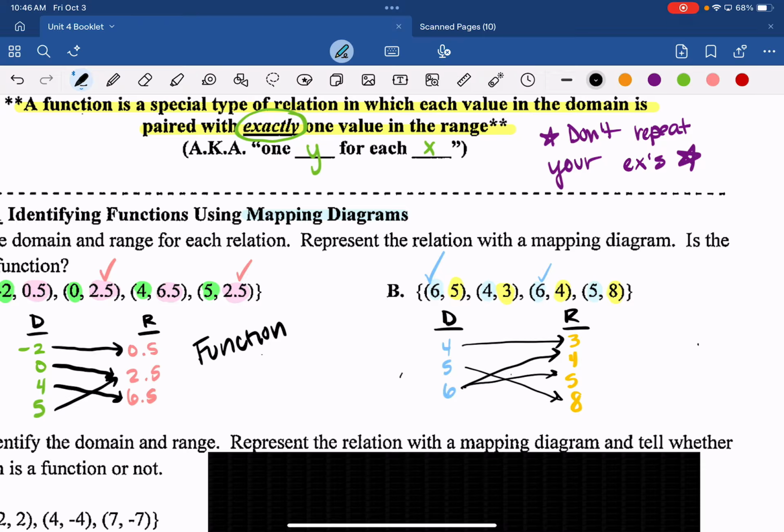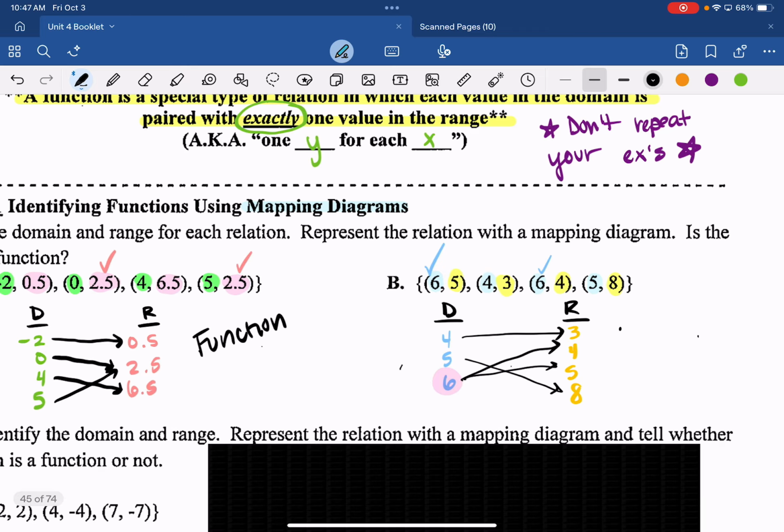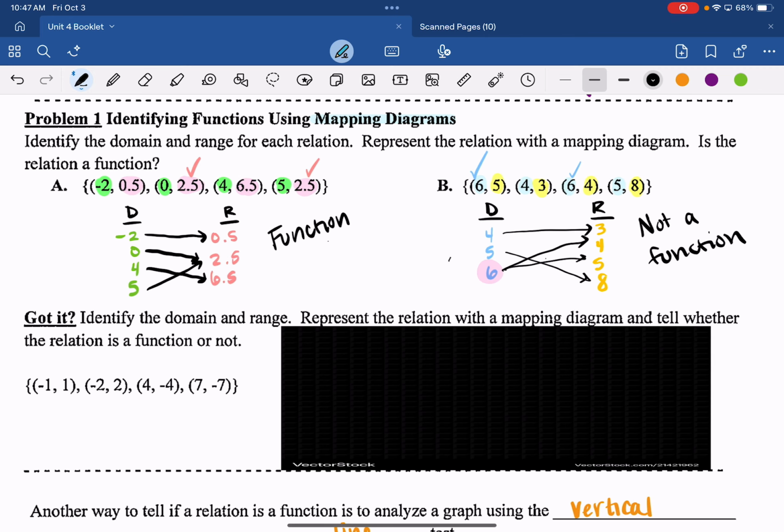So here we have a problem because my 6 right here is being disloyal. He's cheating on my two numbers right here. I got two arrows coming from him. So because he's cheating, this is not a function. Okay? All right, go ahead and try our next one.